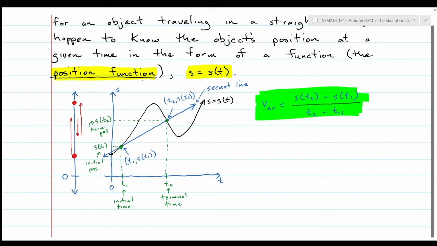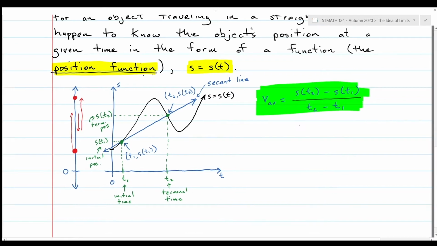Remember from algebra class, the way that you calculate the slope of a line, if you know 2 points on that line, you just have to take the difference in the y coordinates and then divide by the difference in the x coordinates. But when you look at our formula for average velocity, you see it's doing exactly that. The numerator, s of t2 minus s of t1, is the difference of the y-coordinates of those points on the secant line, and the denominator is the difference in the x-coordinates.